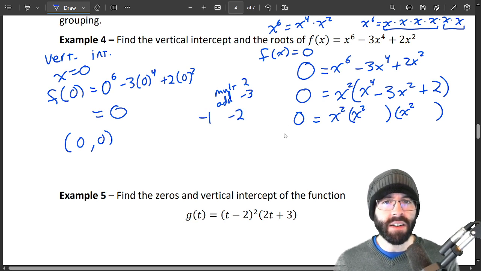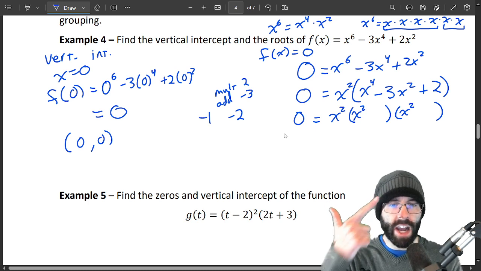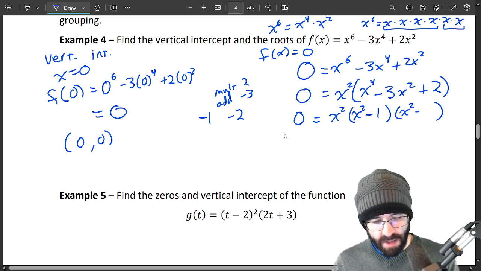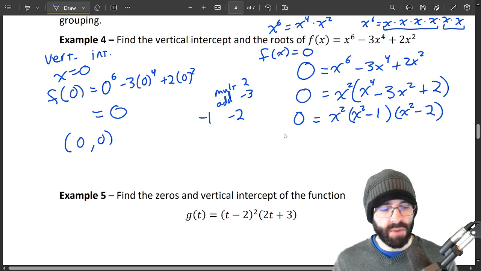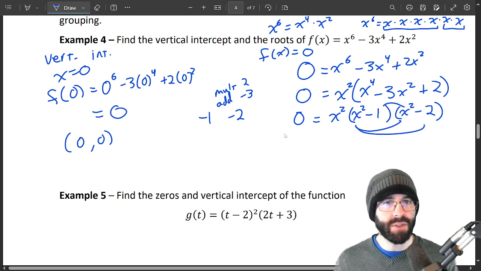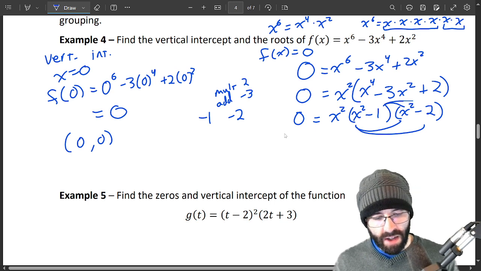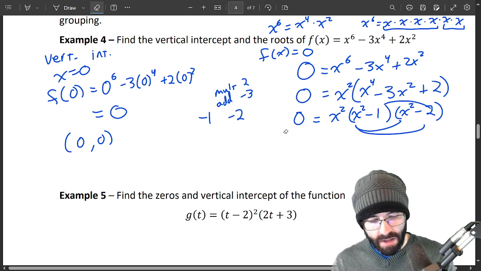The negative 1 and negative 2 multiply to 2, check. Add to negative 3, check. Let's see if this makes sense. If we check our answer, we FOIL, we get x to the 4th minus 2x squared minus 1x squared. That gives us a minus 3x squared. Good. And the last one's a plus 2. Good. We factored right.